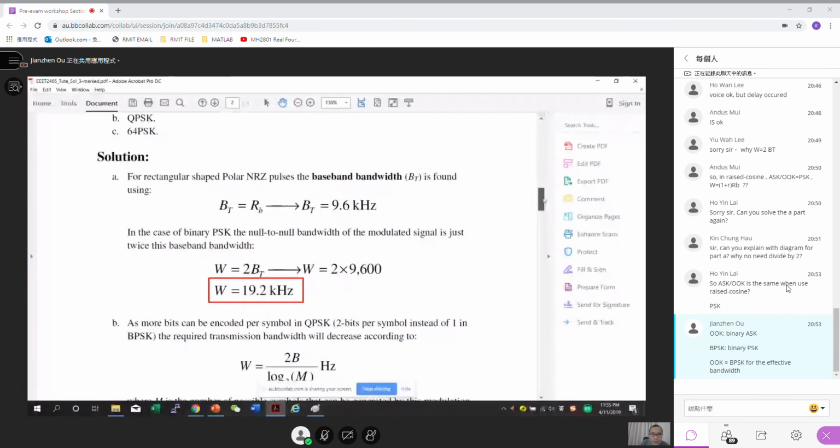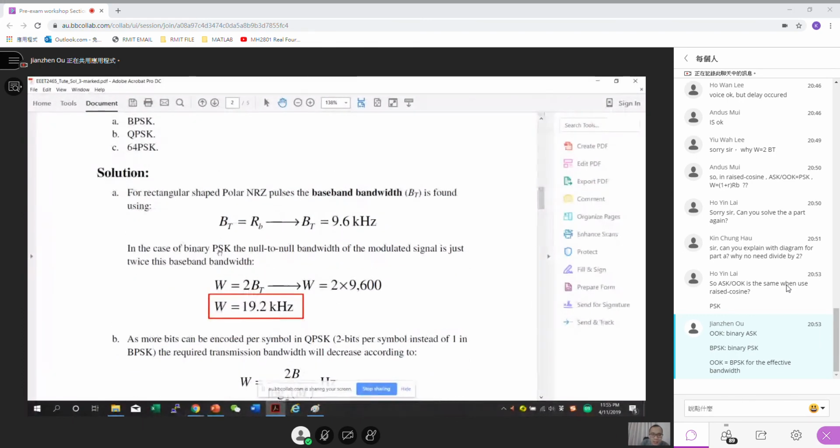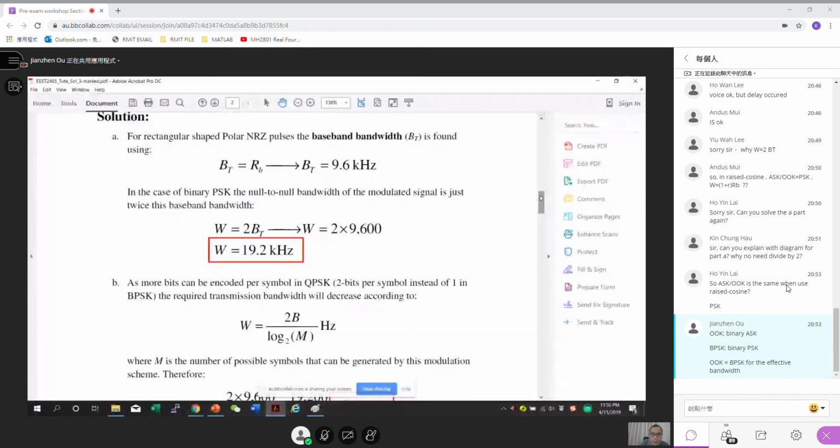Okay, that's all. So for the binary PSK, you can just go to these formulas. M equal to 2, so log 2 of 2 is equal to 1. That's why it's W equal to 2 times BT here. So you just need to times 2 times 9.6 kilohertz and it becomes 19.2 kilohertz.